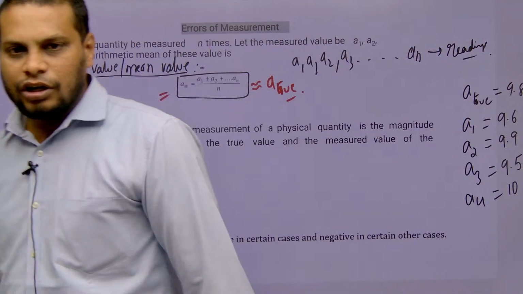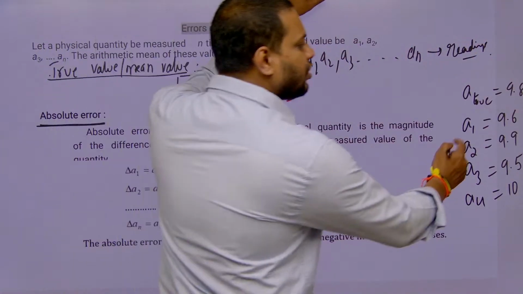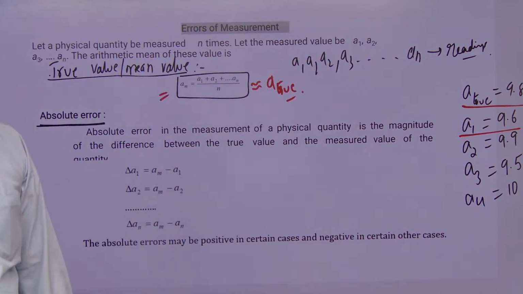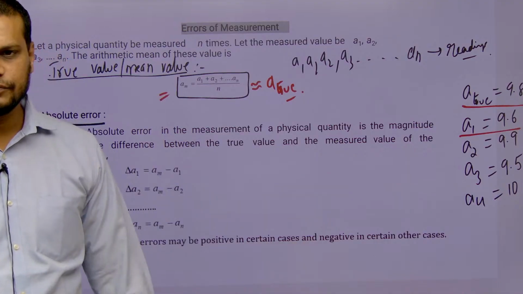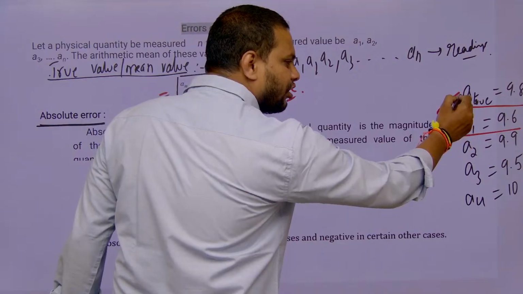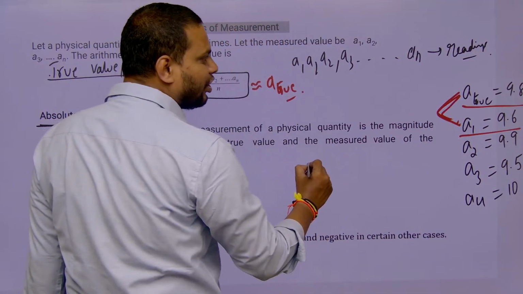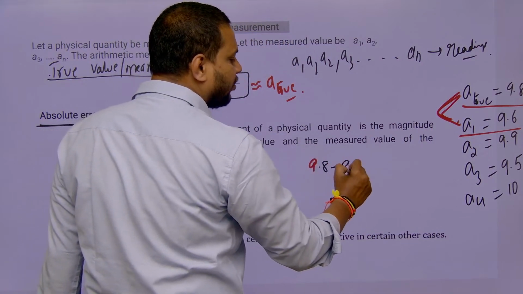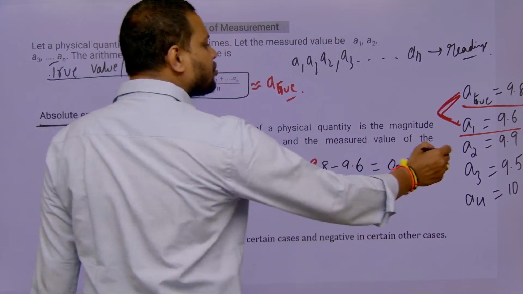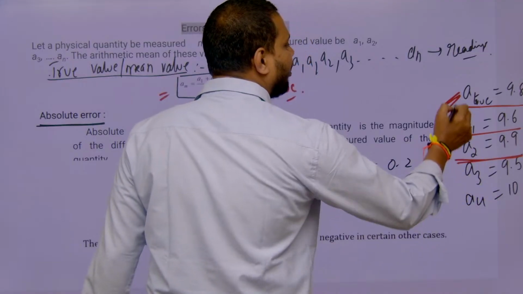Are you clear? Now what do you mean by absolute error? Means the difference between the true value and a particular reading. Are you clear? The difference between true value and a particular reading. Okay, now for suppose first I'll take the difference between these two values. Now tell me what is the difference between these two values. 9.8 minus 9.6, that value will be 0.2. Now for suppose I'll take the difference between the second value and the true value.